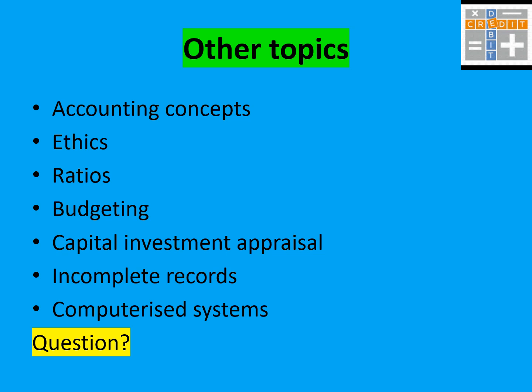Capital investment appraisal looks at whether a business should decide to, for example, build a new factory. Incomplete records looks at trying to prepare accounting records when not all information is initially available. Think here about trying to do a jigsaw puzzle without all the pieces, but where you know the big picture. And finally, a business will use computerized systems to support the accounting function.